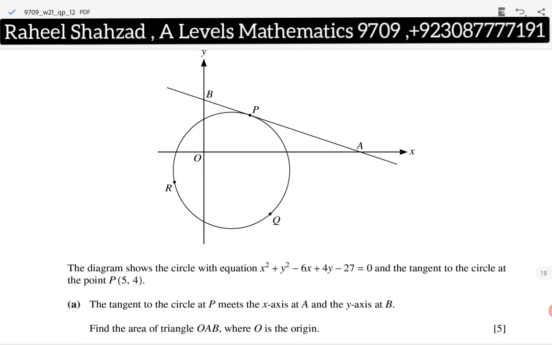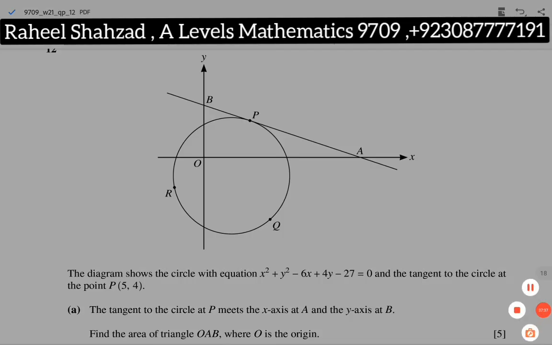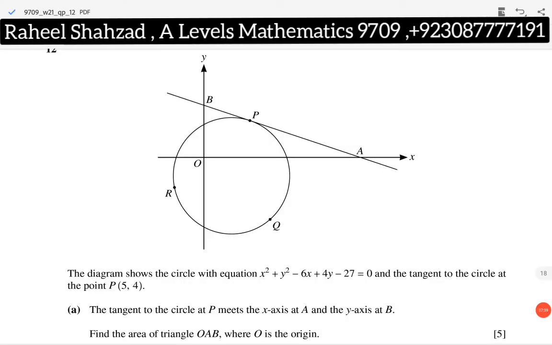And this is the last part of the question, that is this is a circle with center. From here we will have to find center, and the tangent to the circle at point 5 and 4. So this is 5, 4. The tangent to the circle cuts x-axis and y-axis at A and B. Find the area of triangle where O is the origin.